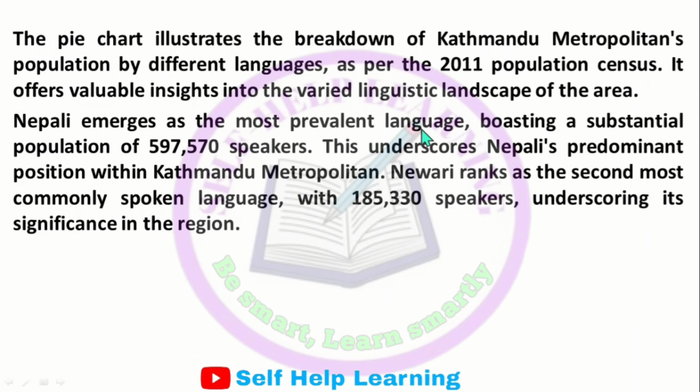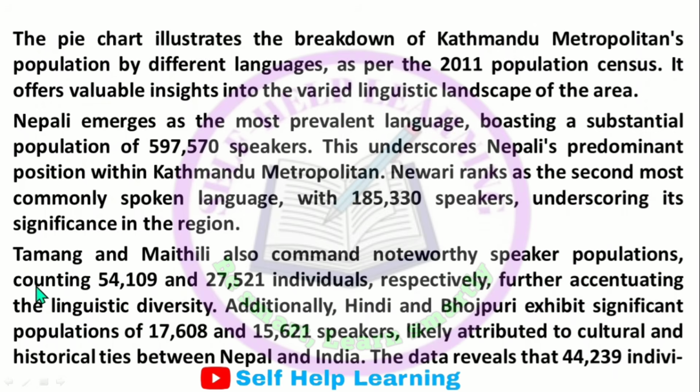Nepali emerges as the most prevalent language, boasting a substantial population of 5,97,570 speakers. This underscores Nepali's predominant position within Kathmandu metropolitan. Newar ranks as the second most commonly spoken language with 1,85,330 speakers, underscoring its significance in the region.